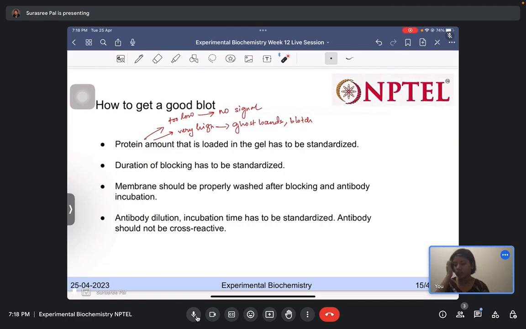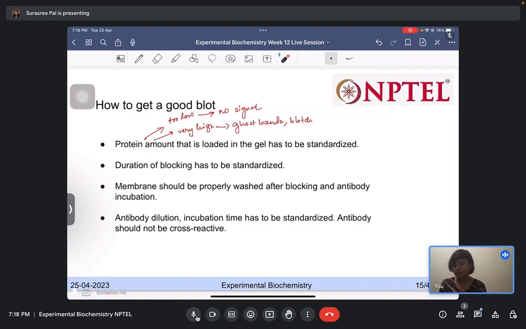So in which dilution are we using the antibody? If it is too low, if it is very diluted, then it will not be able to detect the protein of our interest. If it is very high, then it will give a background signal, a non-specific signal. And the incubation time, for how long we are incubating the membrane with the antibodies, also has to be standardized according to the experiment.